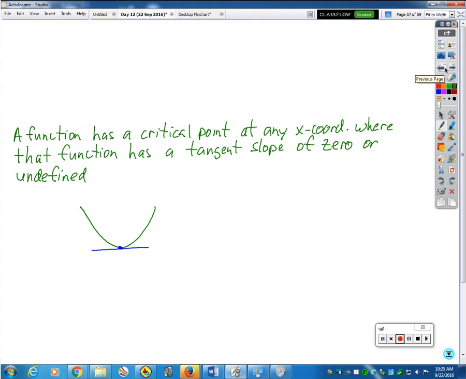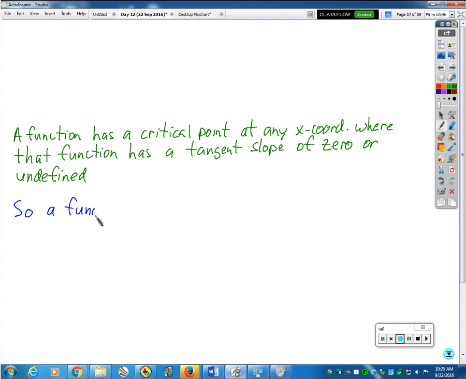All right. You are actually rarely and hardly ever tested on being able to identify a critical point by looking at the function itself. You need to understand that's what it is, but I don't know if they ever ask you to do that. Instead, what they ask you to do is identify where a function has a critical point based on the derivative of the function. So it's really pretty simple. We wrote a function has a critical point at any x-coordinate where that function has a tangent slope of 0 or undefined.